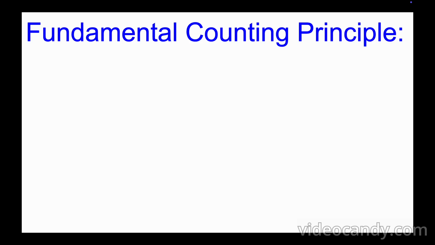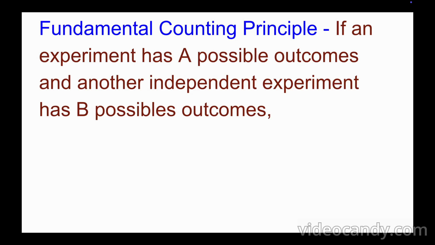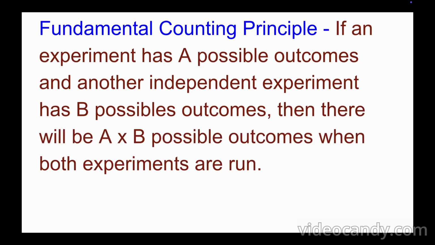Okay, so let's talk about our first counting principle. It's called the fundamental counting principle. And the fundamental counting principle says that if an experiment has A possible outcomes and another independent experiment has B possible outcomes, then there will be A times B possible outcomes when both experiments are run.